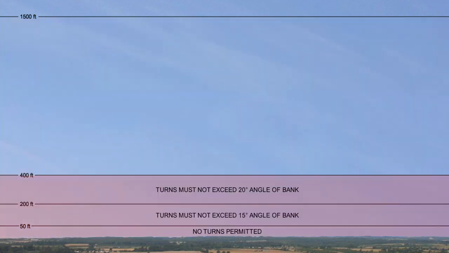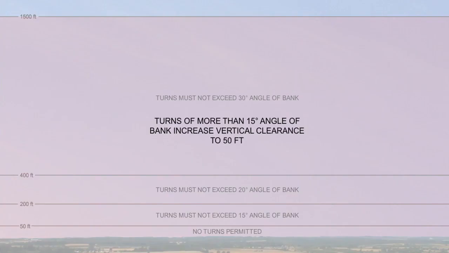JAROPS 1 does permit operators to exceed these bank angles providing the operator uses special procedures, and that these procedures have been approved by the relevant authority. The special procedures must take account of the gradient loss from such bank angles, and these must be published in the aeroplane flight manual. The maximum bank angles that the special procedures allow is up to 20 degrees between 200 and 400 feet, and up to 30 degrees between 400 and 1,500 feet. If any turn of more than 15 degrees is required at any point in the takeoff flight path, then the vertical clearance is increased to 50 feet instead of 35 feet.